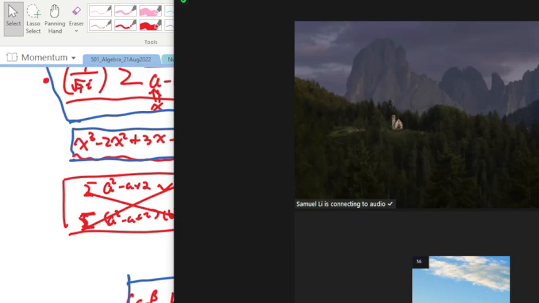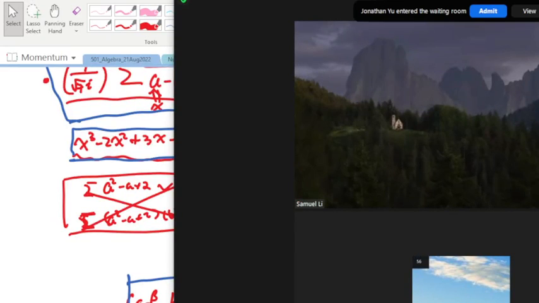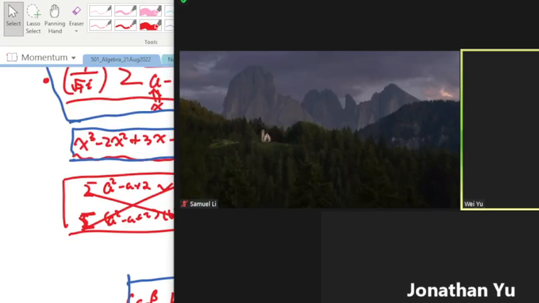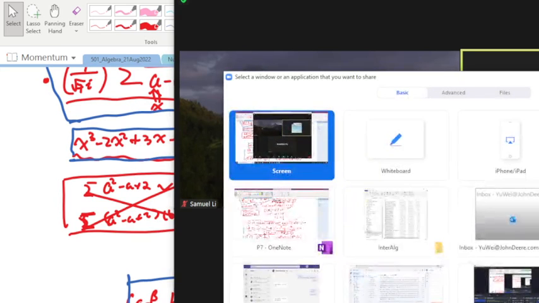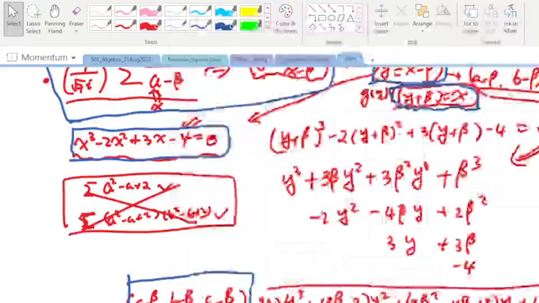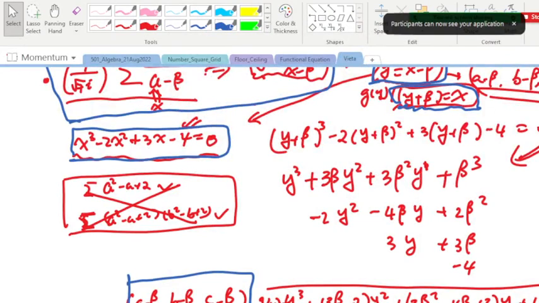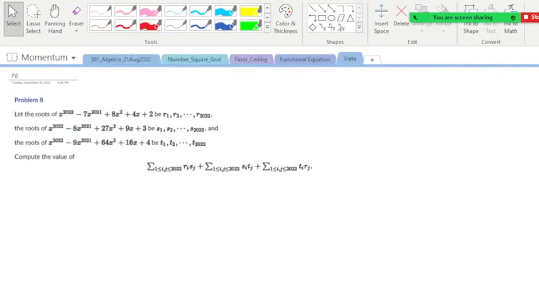Hi, Sam. Hi. Okay, Johnson is here. Hi, Johnson. Johnson, can you see my screen? Sam, can you see my screen? Yes. Okay. How about you, Johnson? You are on mute.